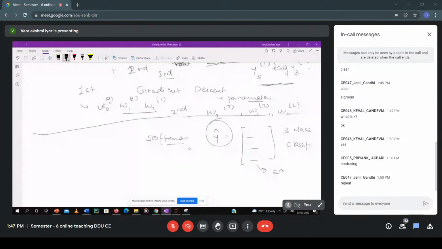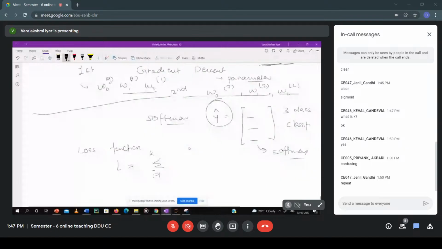So now, what is the loss function in the case of softmax regression? The loss function will be a generalized loss function. The loss function in the case of softmax is L equals summation of i equals 1 to K, yk into log of yk hat, where yk hat is your predicted value and yk is your actual target value, and K is your class. Okay, this is your loss function.